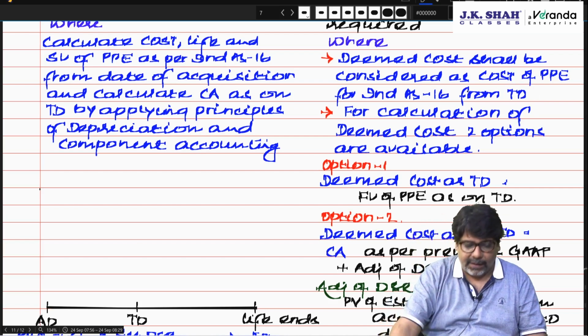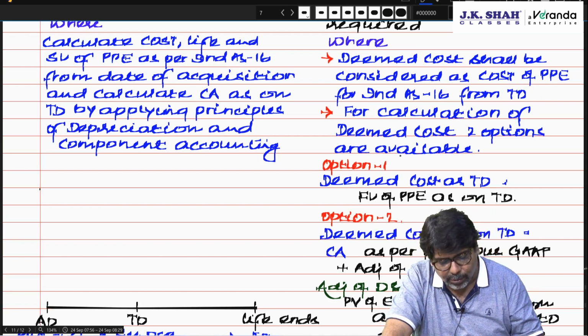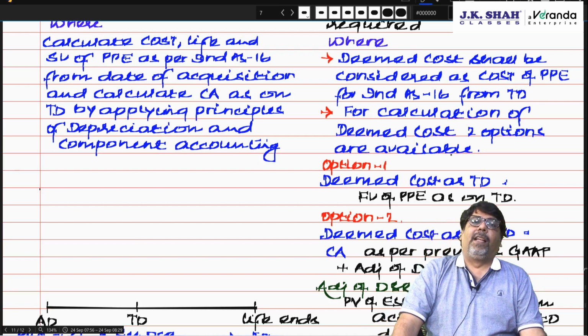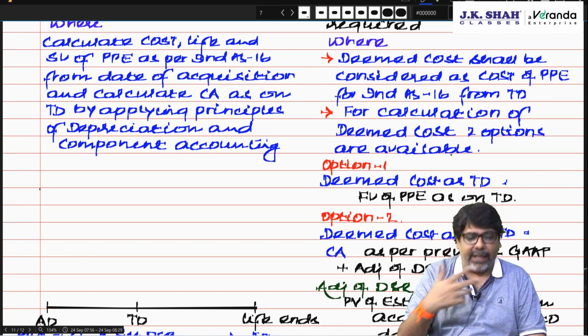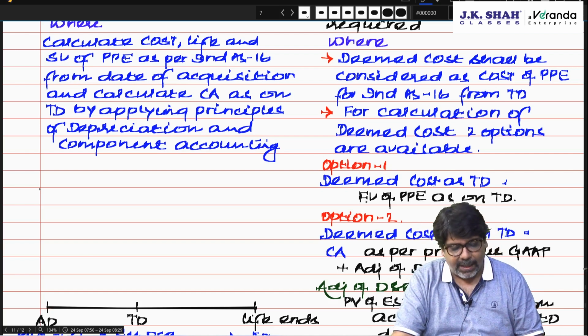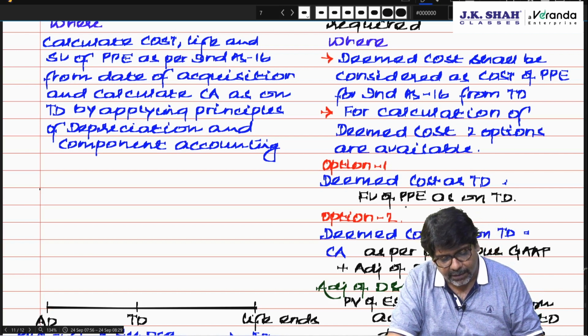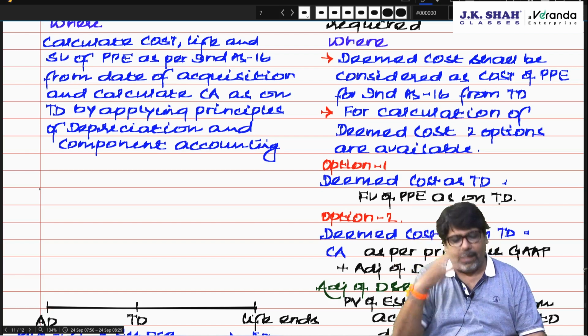Whatever is the calculation of deemed cost, two options are available. So we are supposed to find out deemed cost as on the transition day. How to find out the deemed cost? Option 1, deemed cost as on transition date is equal to fair value of PPE as on the transition date. Whatever is the fair value, that is the deemed cost.